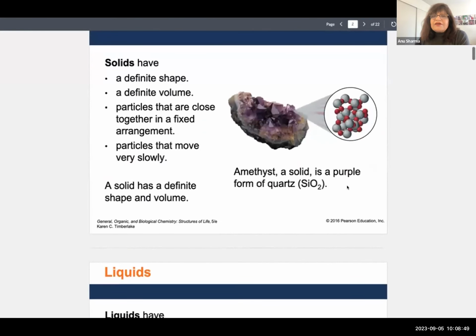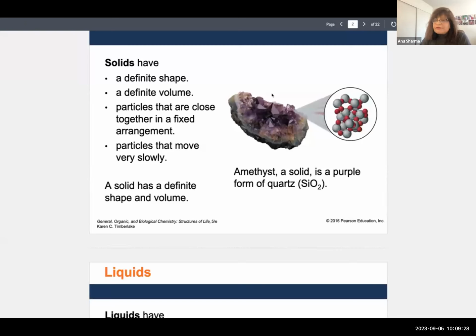The same is the case when we talk about matter. There are three states of matter: solid, liquid, and gas. Okay, so solids all have a very definite shape. This is a solid of quartz, and quartz is silicon dioxide, silica chemically combined with oxygen. A definite shape and a definite volume, a specific amount of volume. Particles are close together in a fixed arrangement. And the particles move very slowly. The particles in a solid are just vibrating. That's all.